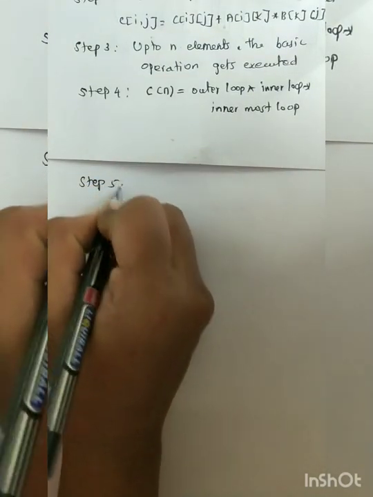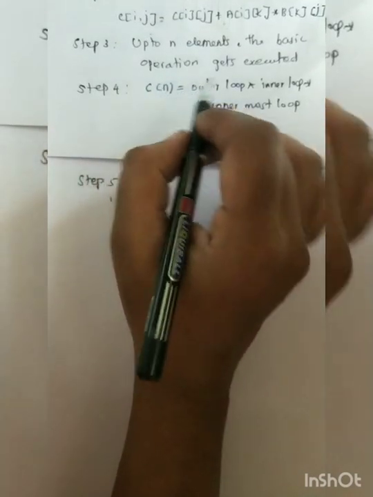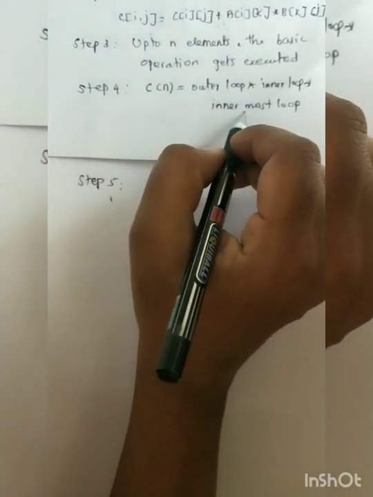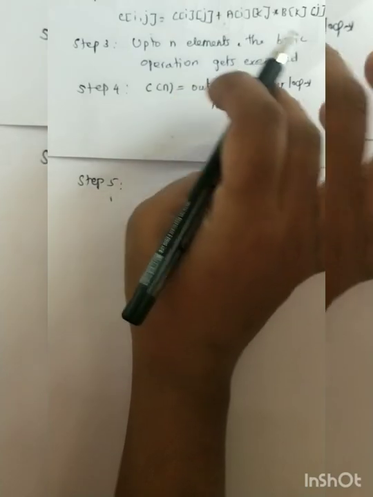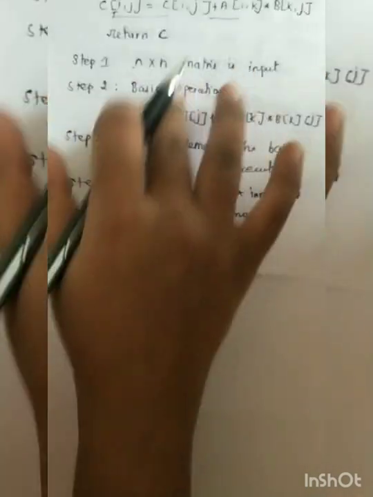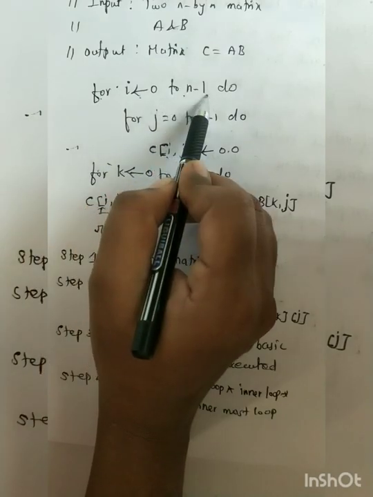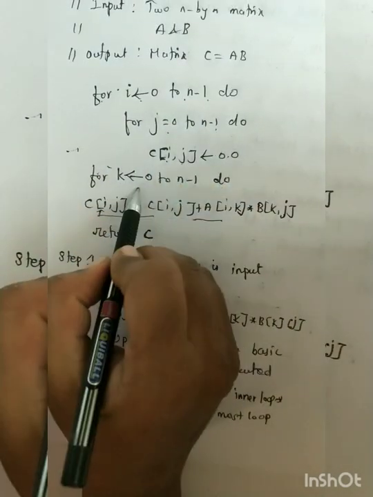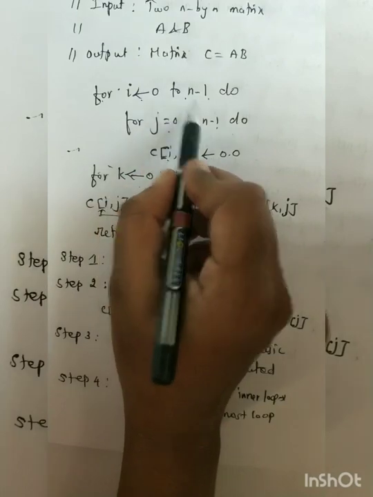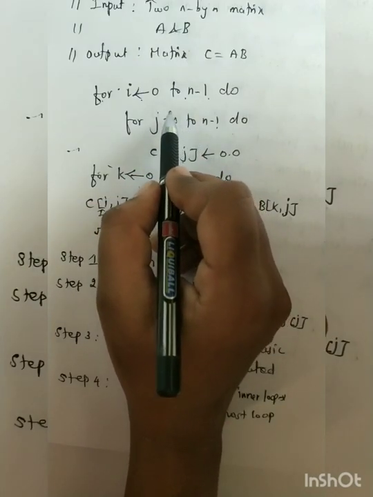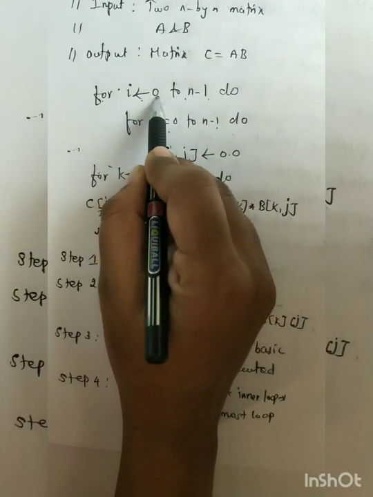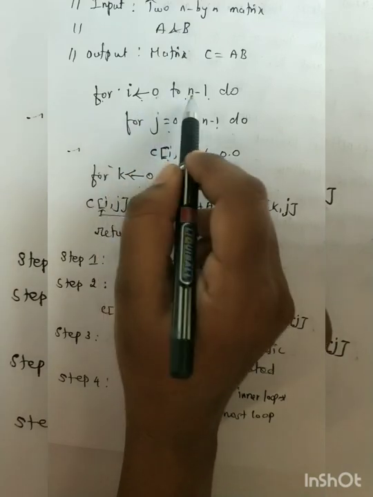Step 5, based on step 4, C of n equal to outer loop, inner loop and innermost loop. Based upon the for loop, here i equals 0 to n minus 1, j equals 0 to n minus 1, k equals 0 to n minus 1. Each will be executed once. When i equals 0, it executes once; when i equals 1, it executes once.